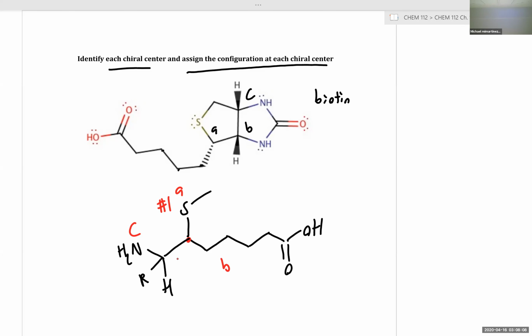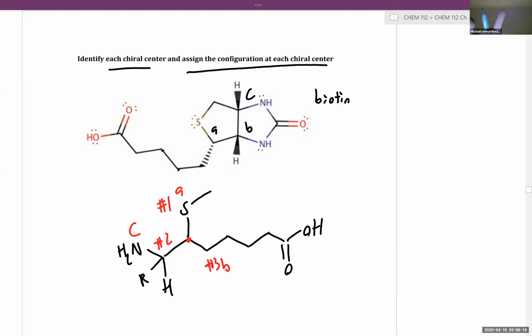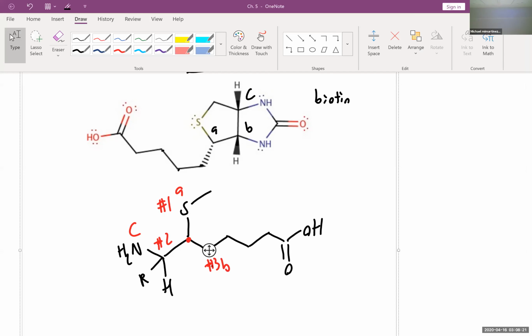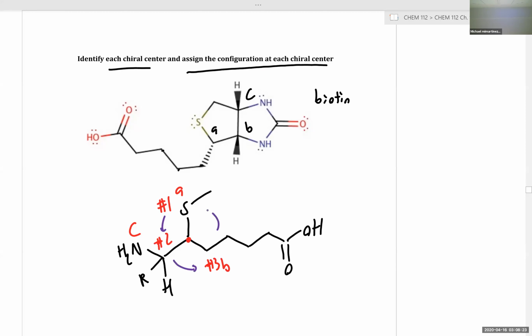I see a lot of people typing C. Yep, that's exactly right. The nitrogen has higher priority than carbon. So B gets priority 3. We then draw our arrow from highest priority to lowest priority. And as we see, it's moving counterclockwise. So then we assign stereocenter A as an S.